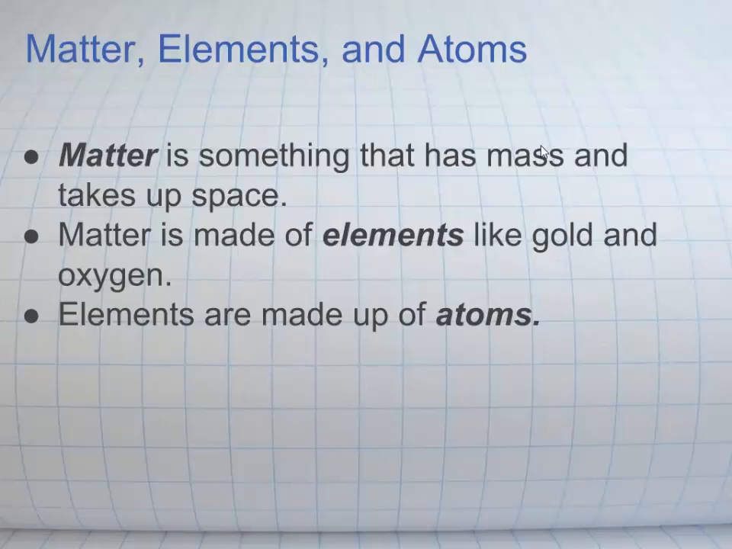So anytime you see a word that's in bold and italicized in my slides, that's a word that you need to know the definition of. And it's crucial to the understanding of the stuff that's coming later in the presentation. So the three definitions here: matter is something that has mass and takes up space. Matter is made of elements like gold and oxygen, and elements are made up of atoms.